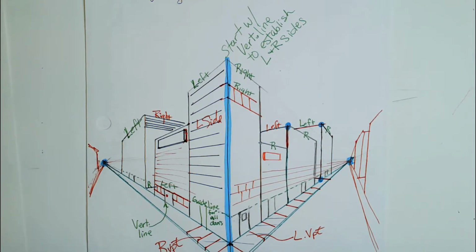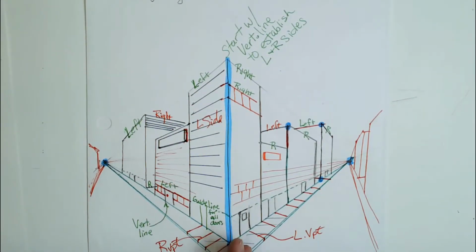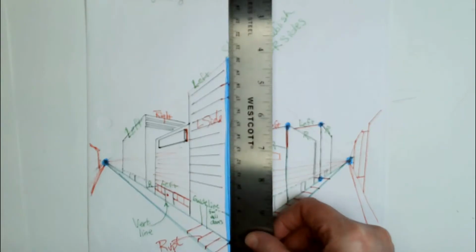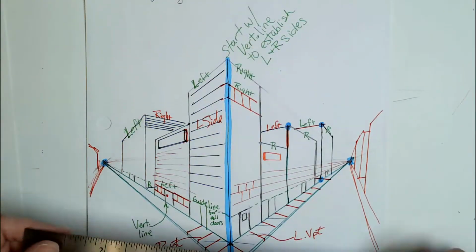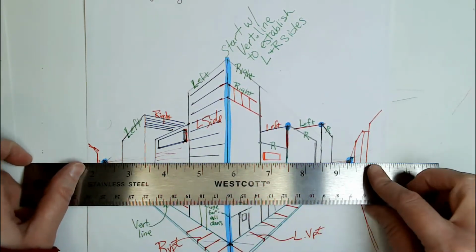So when we are working on this, we always have our center axis line. And this is a vertical line that you would line your ruler up to the bottom edge of the page and make sure it's straight. Then, like I said, we have our two vanishing points that would be on the horizon line right through here.